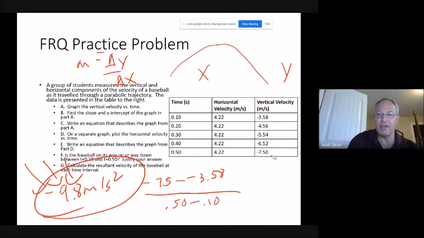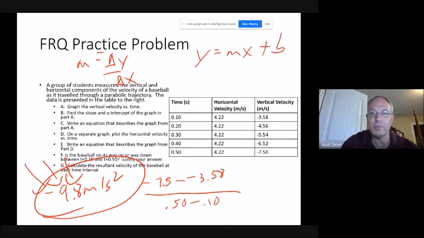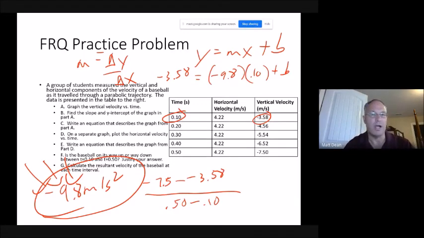The easiest way to find that y-intercept would be to use the slope-intercept equation, plug in our slope, which is negative 9.8, and put in any one of our y components. We'll just start with the first one. So negative 3.58 equals negative 9.8 times our x component for that one, which is 0.1, plus b. Remember, b is our y-intercept. So let's solve this out for b.